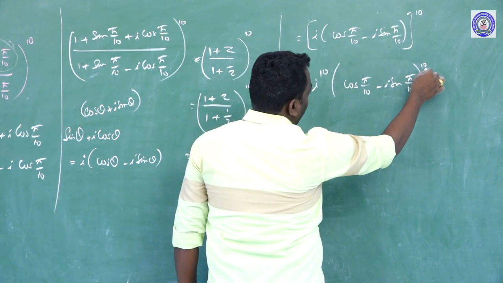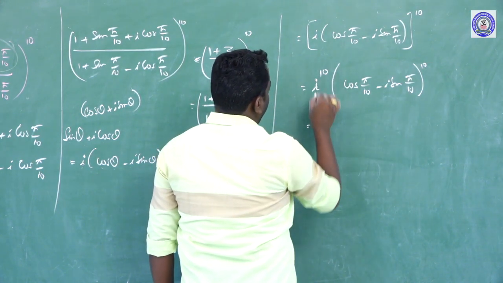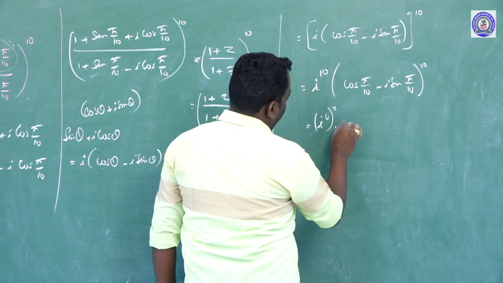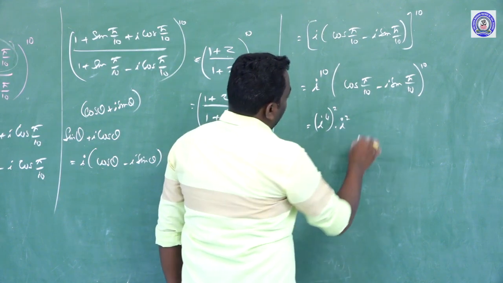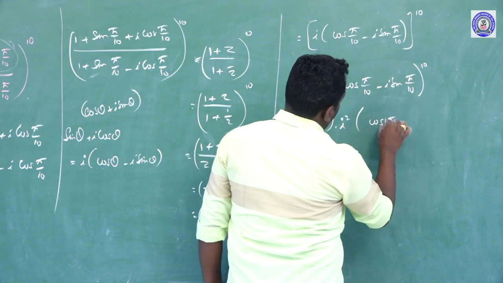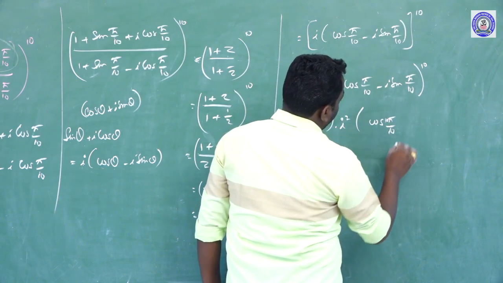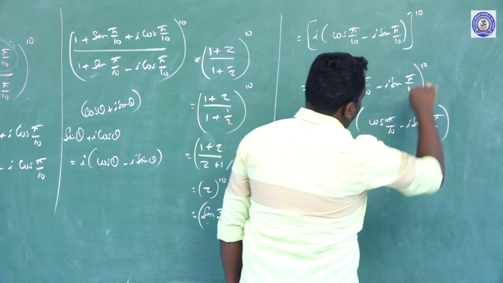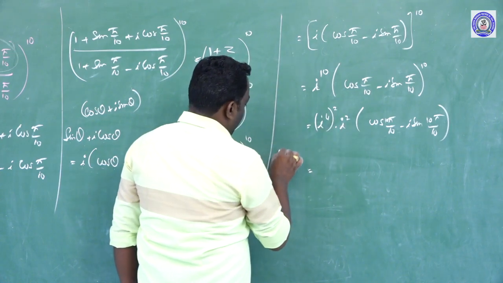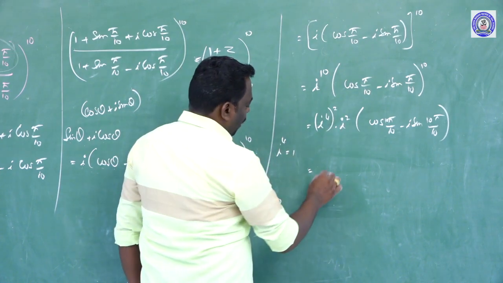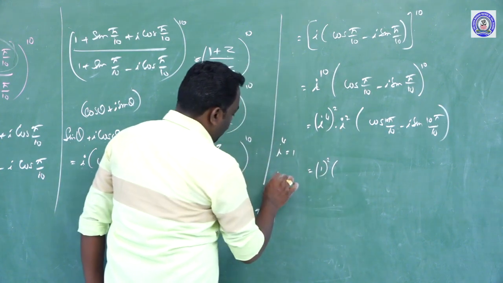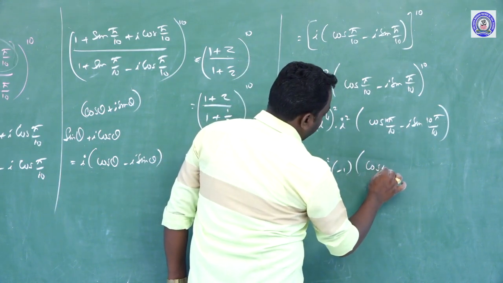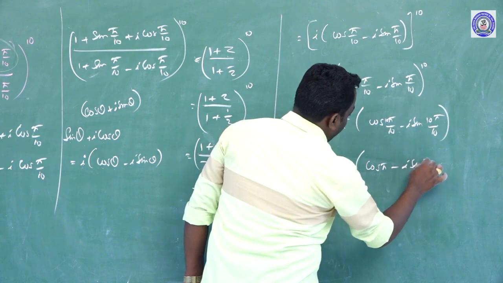Now again applying the theorem to bring the power into the bracket, i^10 we can write as (i^4)^2 times i^2, times (cos(10π/10) − i sin(10π/10)). Here i^4 equals 1, already we know. Therefore 1 to the power 2 into i² equals −1, the 10s are cancelled, giving cos π − i sin π.